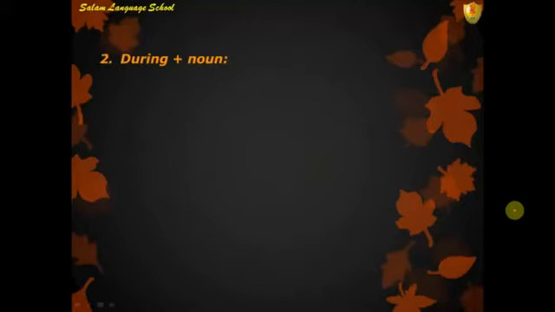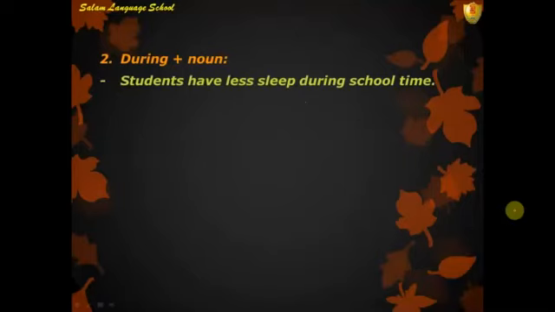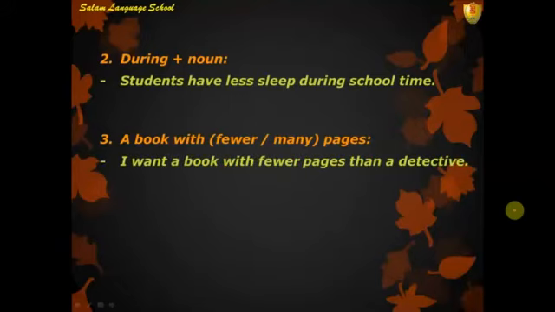The second one, during plus noun. For example, students have less sleep or little sleep during school time. Number three, a book with fewer pages or many pages, because the word pages is a countable one. So we can use here fewer or many pages. For example, I want a book with fewer pages than a detective. A detective one, of course.